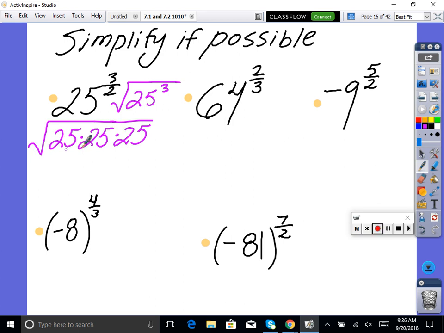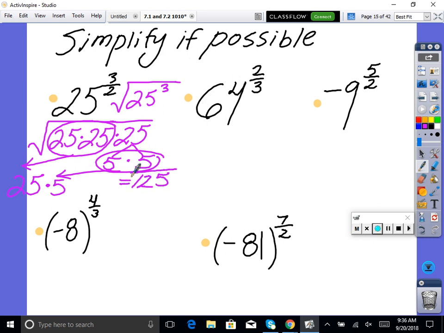Don't we pull out groups of 2? So there's two 25s, so we'll pull out one 25 for the two 25s. Now, 25 breaks down into 5 times 5, doesn't it? So now we pull out a 5. Didn't we pull out everything? Now guys, there's multiplication in here, no addition signs. So there's no addition signs in these type of problems. It's multiplication. So 25 times 5 is 125. That would be my final answer.